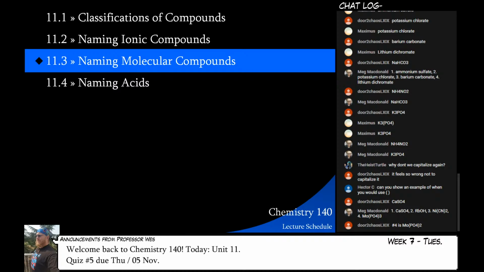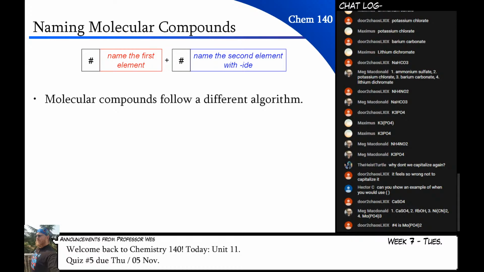All right, so let's talk about molecular compounds. Molecular compounds follow a different rule, and you can see that the rule looks the same, but I've snuck something in here. It's this thing right here.